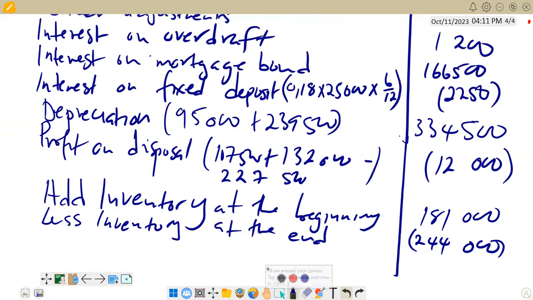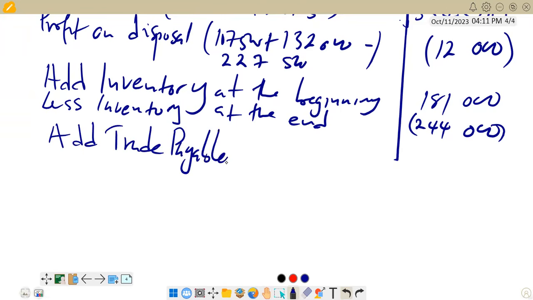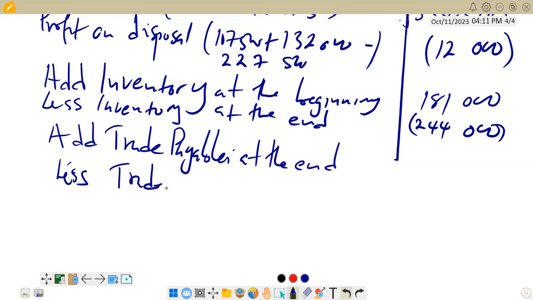The same thing that we are going to do, we are going to make an adjustment again for trade payables. For trade payables, we are now doing the opposite. We add now this one, which is at the end. So basically, you can say add trade payables at the end. And then we less trade payables at the beginning.